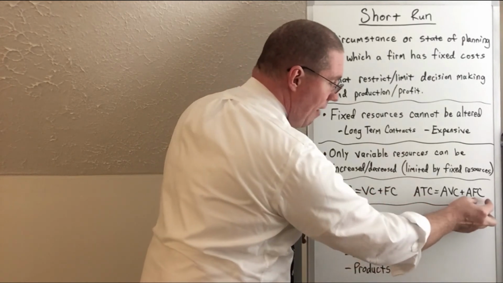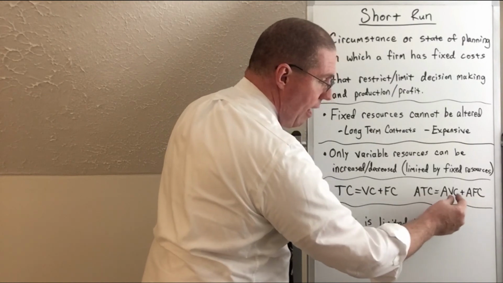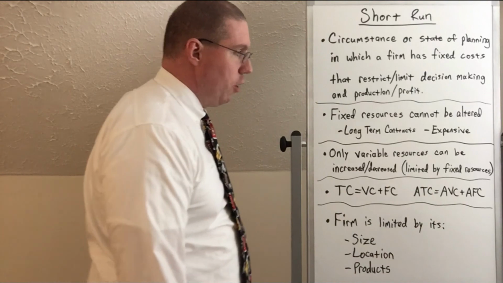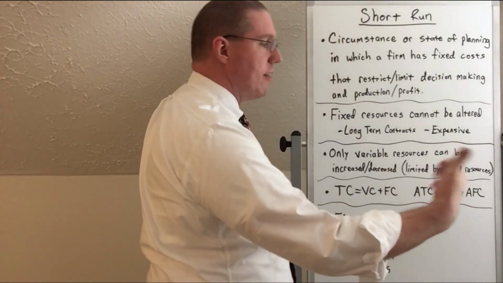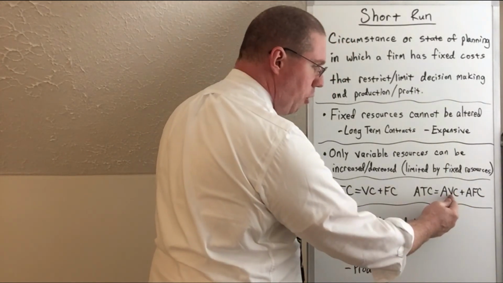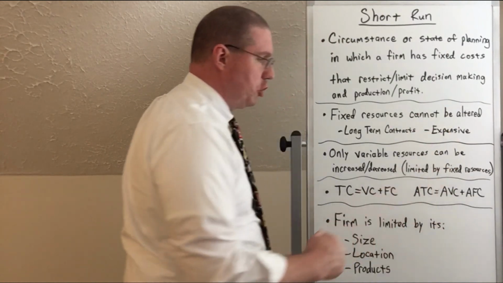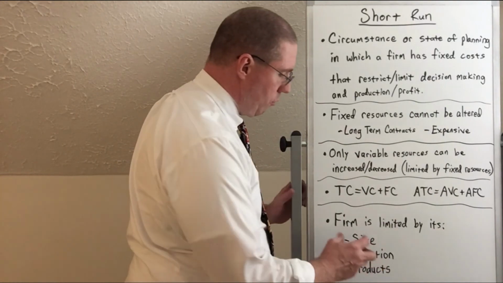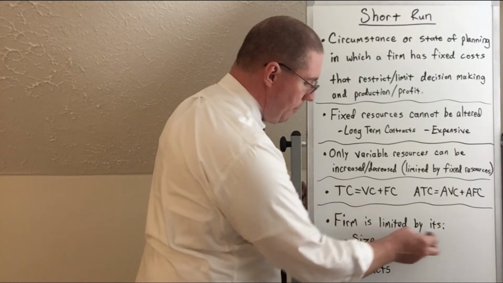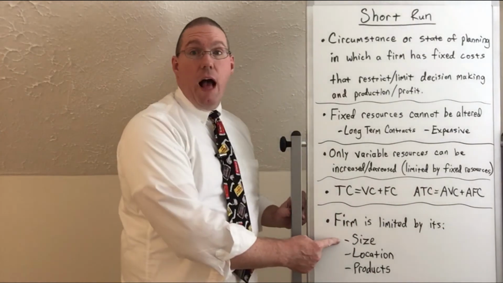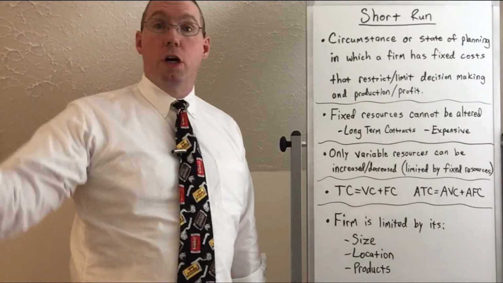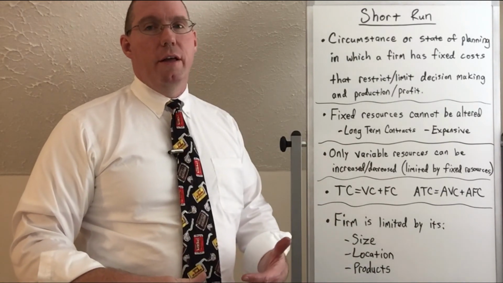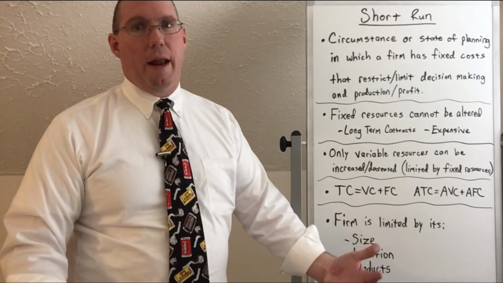Similarly, because we have average fixed cost, average variable cost will always be a smaller number than average total cost. Of course, if average fixed cost approaches 0, average variable cost will approach average total cost mathematically. Last thing we're going to say about the short run is, in the short run, the firm is limited by its size. It will not be larger than it is, and it can be smaller, but really, if you're going to be smaller, you may as well just go out of business, right?